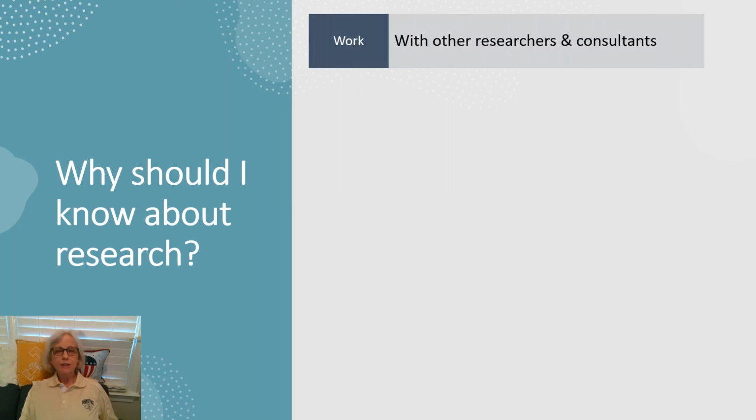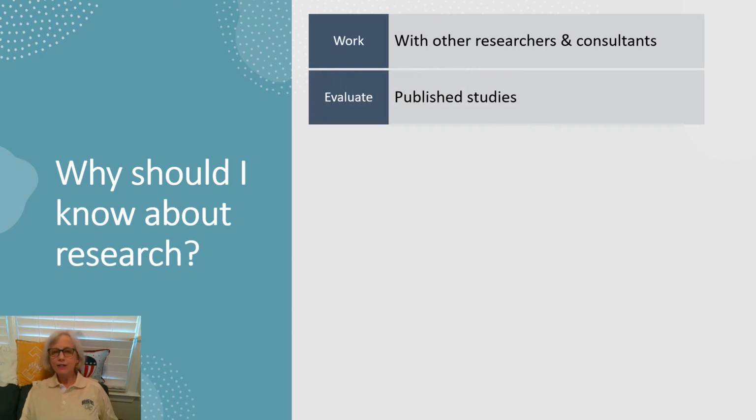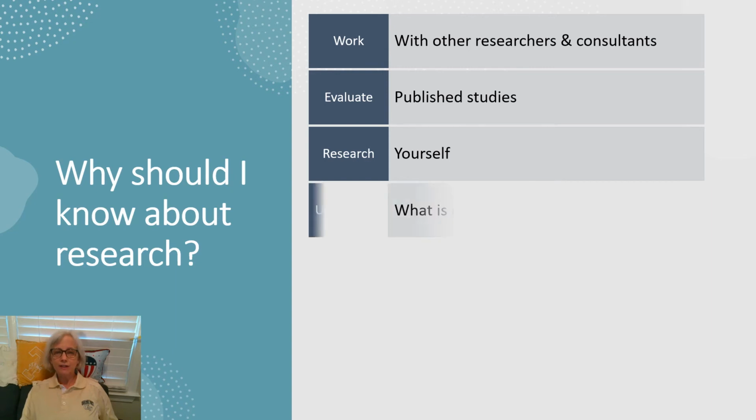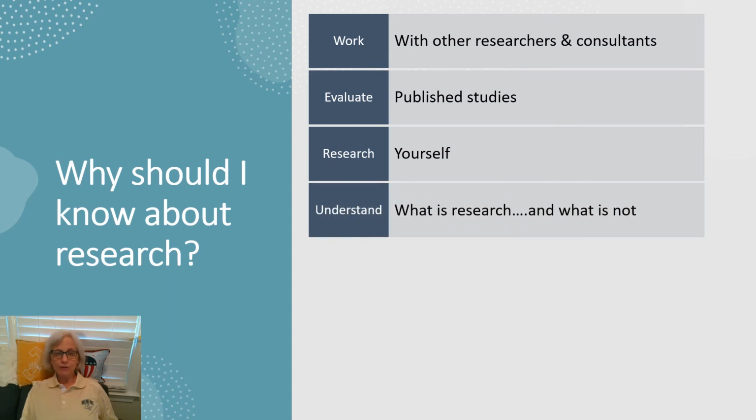How does research help you? You are able to smartly work with others, including consultants who may be working with you on a contract basis. You can critically evaluate what you read, both academic studies and trade industry journals and magazines. You can effectively complete research yourself. You understand what is research and, more importantly, what is not.